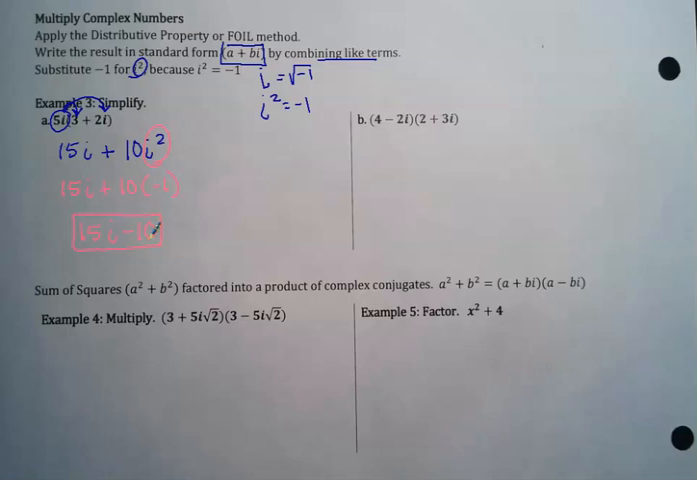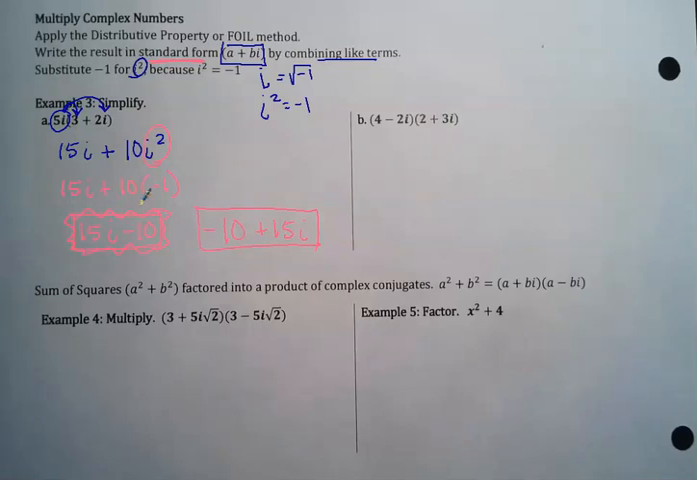15i minus 10 would be it. Or you could also, this is not standard form though, right? It says write the result in standard form. We need to change that to be negative 10 plus 15i. That is actually standard form. Okay, not this one, crossing it out, but I want to keep it.